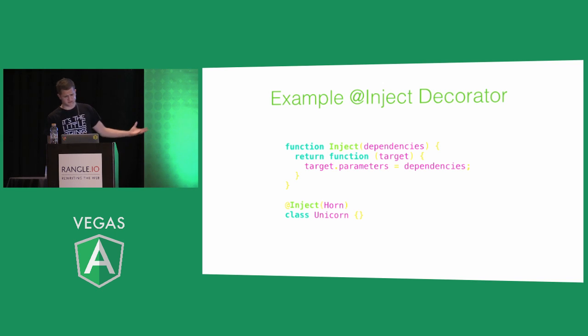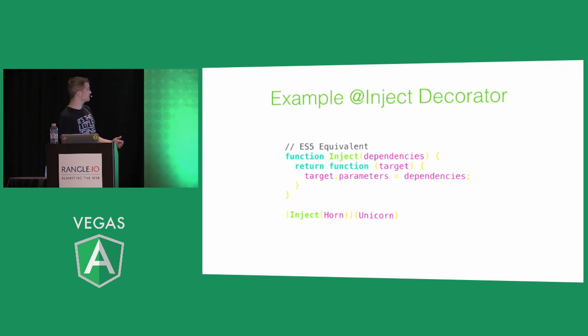We have this function inject, it receives dependency. So this is sort of a higher order decorator, because when we invoke @inject with the horn dependency, that returns a function that then gets invoked on the class unicorn. And then it adds some parameters.